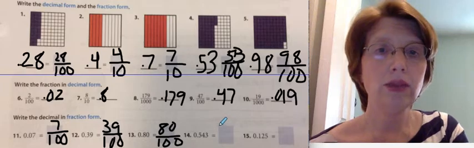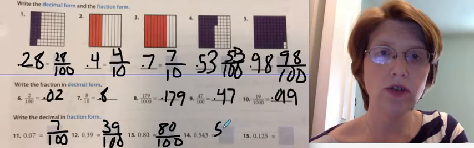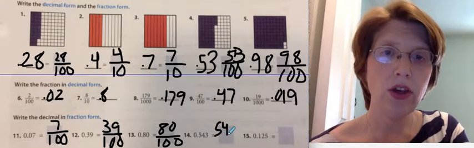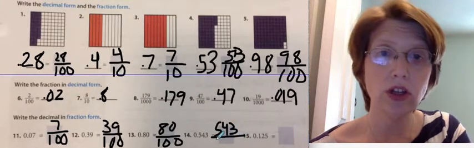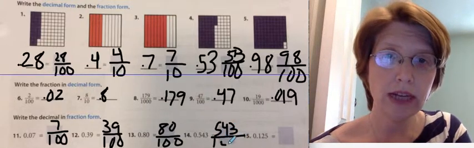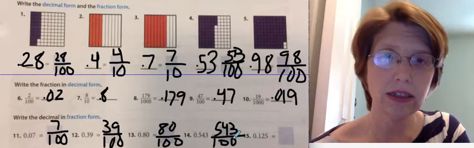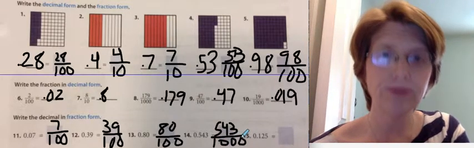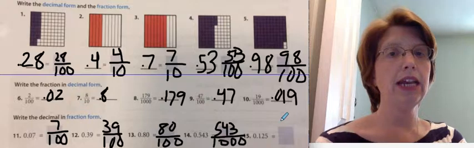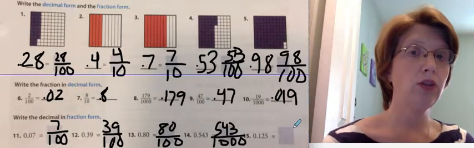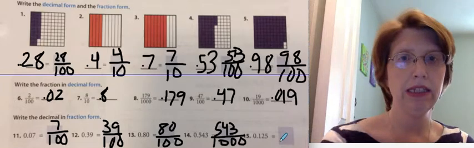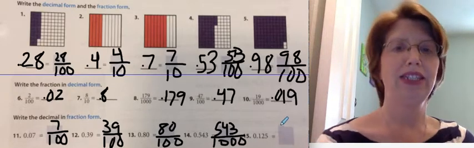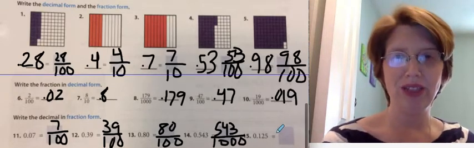Okay, this one, there's 3 numbers there, so 543. So I'm going to need 3 zeros on the denominator, which is going to make that 1,000. Okay, same thing here. So you're going to put 125 on the top and 1,000 on the bottom. It's a little hard for me to use those pens. You do it. 125 over 1,000.